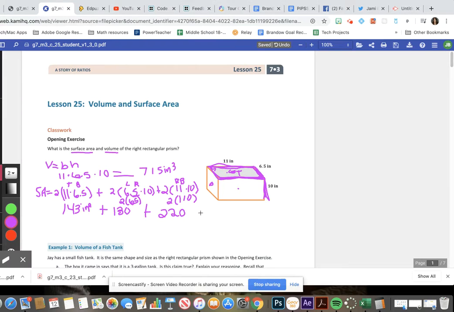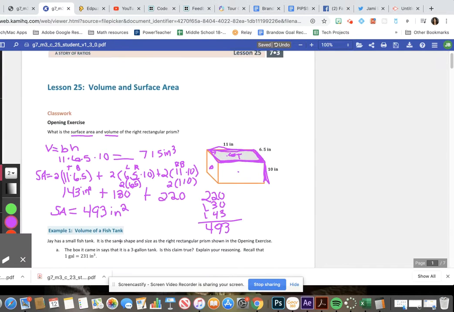And then, excuse me, I can add all these together. So 220, 130, and 143 together would be, 2 and 3 is 5, plus 4 is 9, and 2, 1, 1 is 4. And this is surface area, so the surface area is equal to 493. Area is inches squared, not cubed.